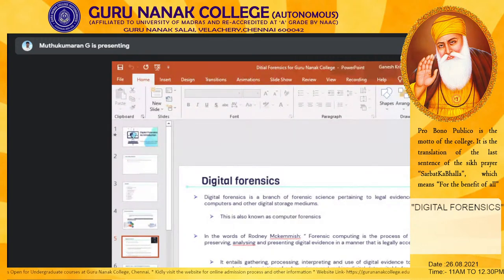Digital forensics, in colloquial terms, is also called computer forensics. In the words of Rodney McKemmish, forensic computing is the process of identifying, preserving, analyzing, and presenting digital evidence in a manner that is legally acceptable. This is basically what I have been telling. You have to collect, preserve, analyze, and present. We'll go into each of these later in the course of this seminar.